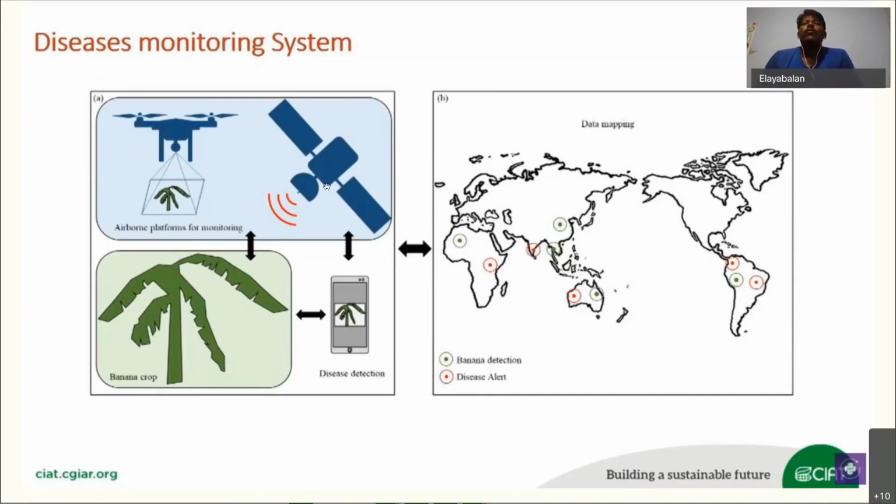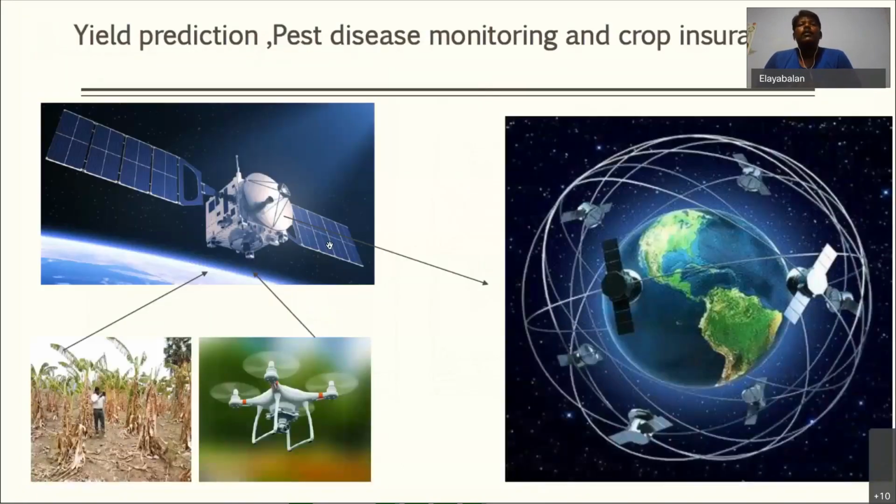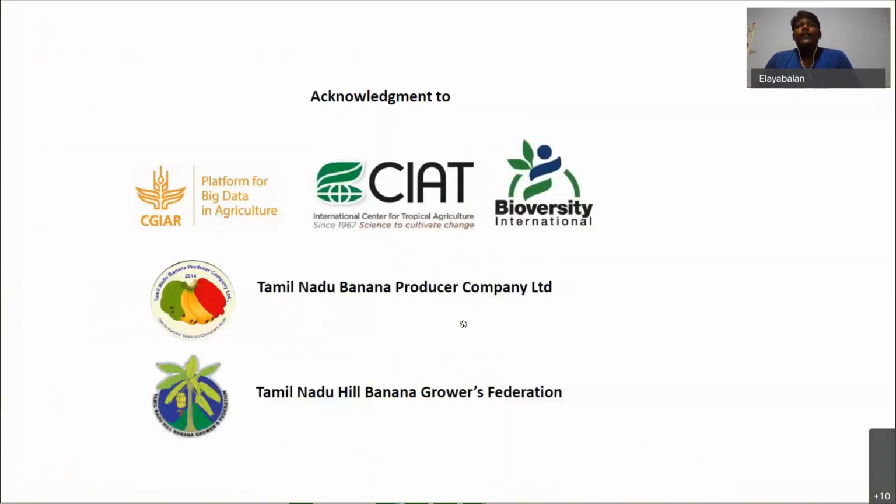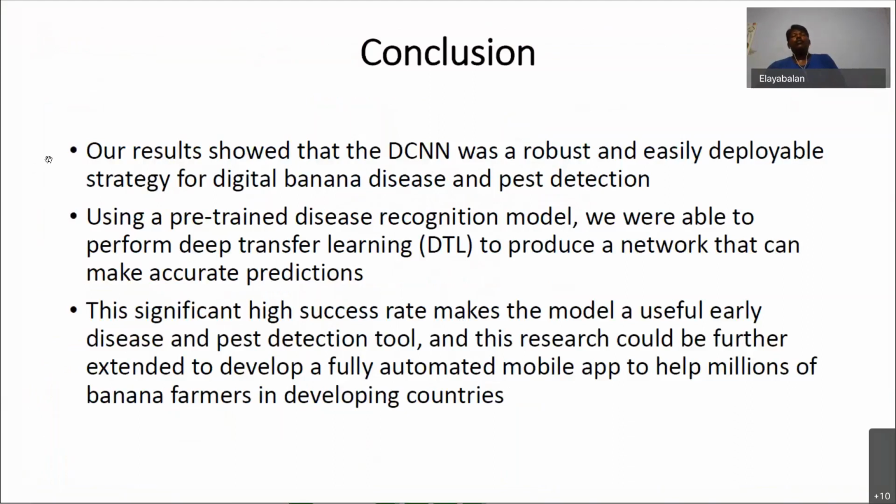Just as the IMD, the Indian Meteorological Department, gives early warnings for cyclones, similarly we can give disease alerts for banana. So this is the linking between ground data, the mobile application, the drone and the satellite. Okay, so I'm going to conclude our system. This is an automated mobile app to help the million banana farmers in developing countries, with local languages, so they can inform themselves and know the disease.